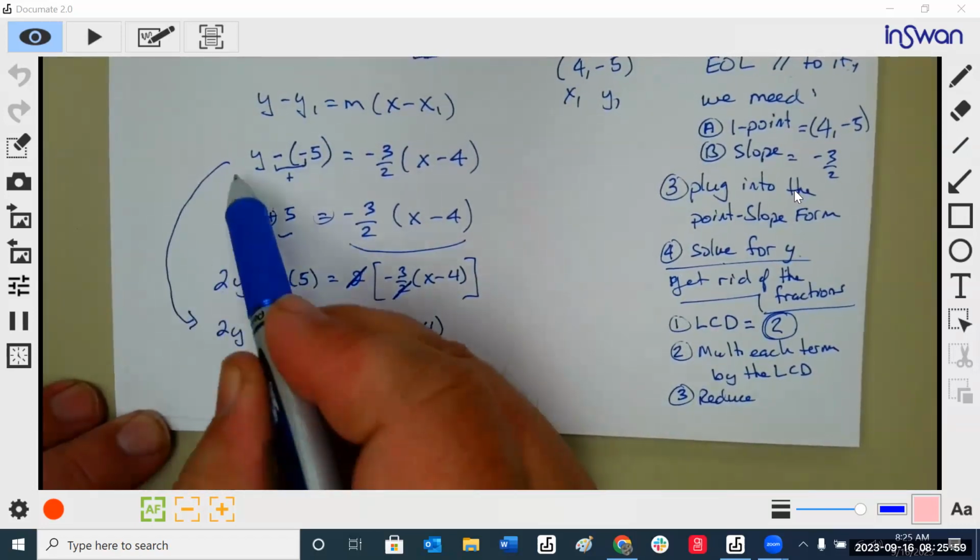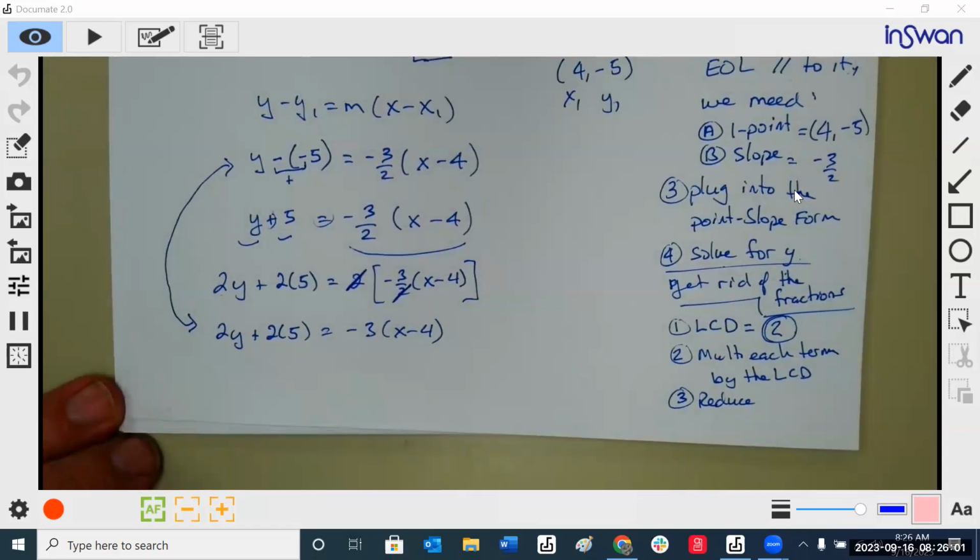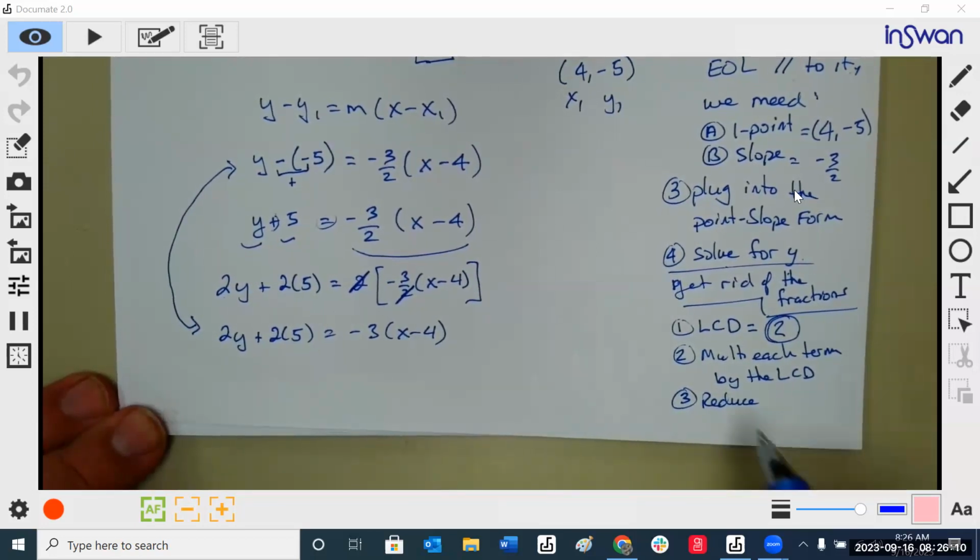These 2 equations are the same thing. Which one looks easier to solve? And that's the reason, because we got rid of the fractions. Now we can go ahead and do what we're supposed to do.